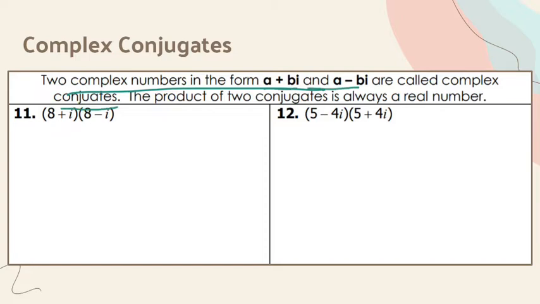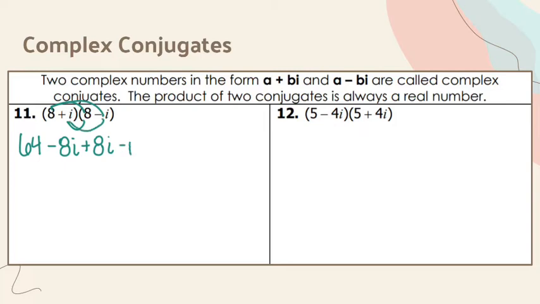The product of two conjugates is always a real number. So like I said, you'll understand why this is important later, but right now I just want you to understand the cool trick that happens. When we multiply these, 8 times 8 is 64. 8 times negative i is negative 8i. i times 8 is positive 8i, and i times negative i is negative i squared. Negative 8i plus 8i is just 0. Those cancel. So we have 64 minus i squared, which is just negative 1.